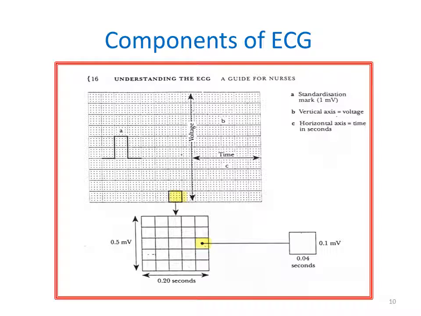So 0.2 times 5 large squares, we need one second. In one second we cross 5 large squares. In 60 seconds we cross 300 large squares, as we said previously.